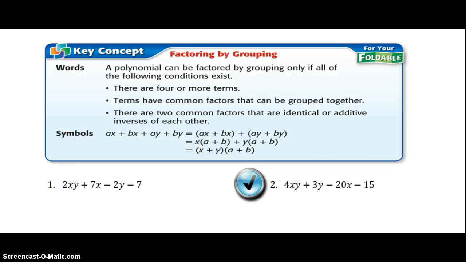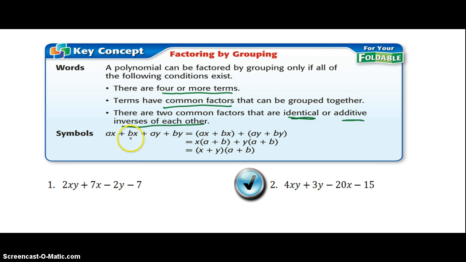All right, our second new term was called factoring by grouping. A polynomial can be factored by grouping only if all of the following conditions exist. So you have to have all 3 conditions. There have to be 4 or more terms. The terms have common factors that can be grouped together. So we're looking for common factors again. And there are 2 common factors that are identical, or, if they're not identical, they're at least additive inverses of each other. So we will show you what this looks like.